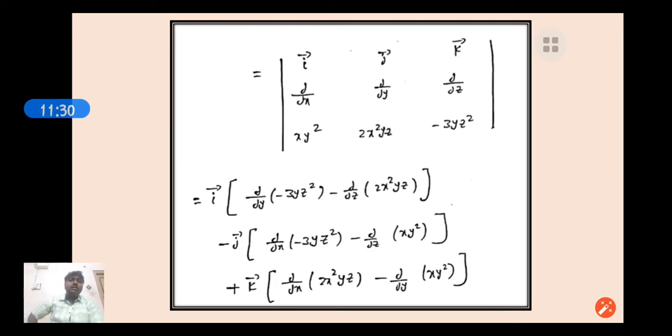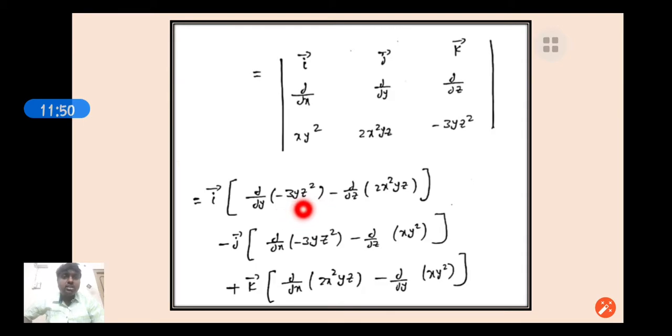Now I am calculating the partial derivatives. Go through the partial derivatives here. i bar into dou by dou y of minus 3y z square. With respect to y partial derivative, z is constant and 3 is constant.